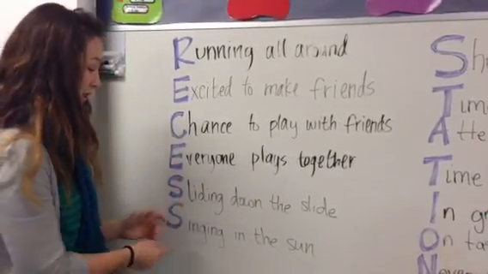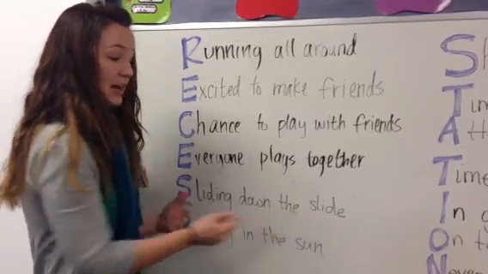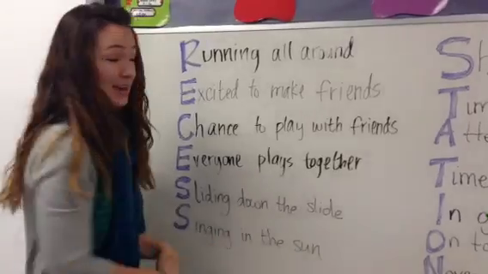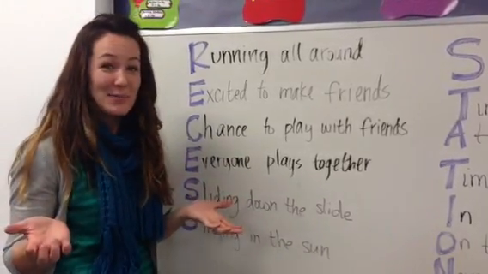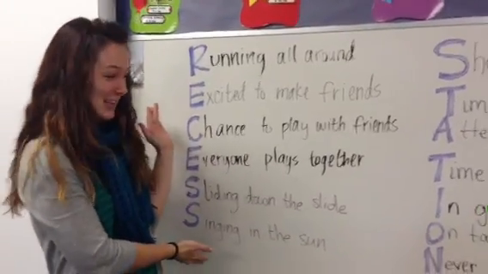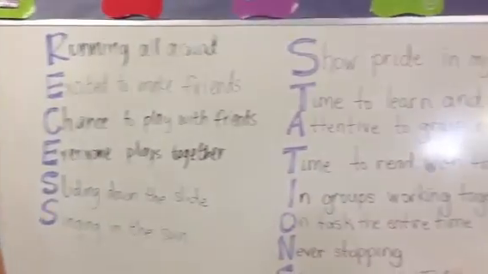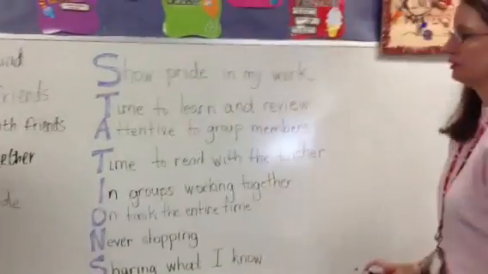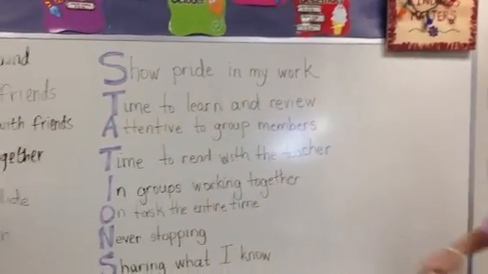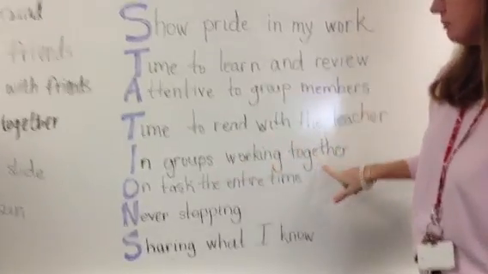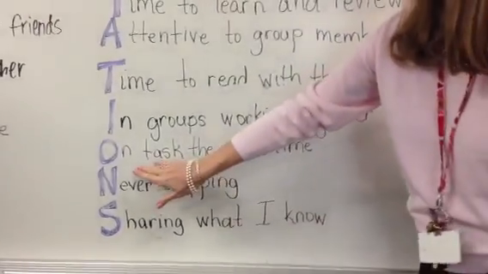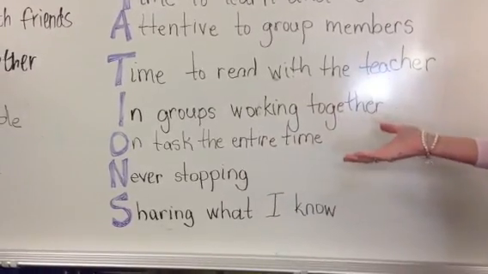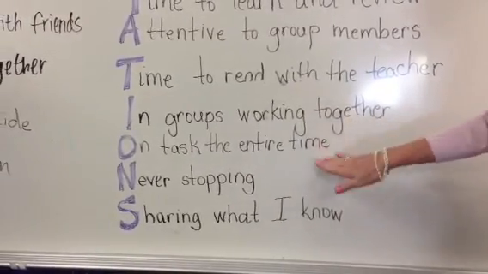Now here are my two new ones. Sliding down the slide. That definitely only happens at recess. And the last one, singing in the sun. I don't know about you, but when I'm outside, I'm so happy I could sing. So that makes sense for recess. Now if you check Miss Arnold's stations acrostic poem out, you'll see that she's finished her last couple letters. Let's see if they make sense for stations, Miss Arnold. Okay, so I is for in groups working together. I think we left off with O. O, on task the entire time. We know that that's part of stations, being responsible and being on task.